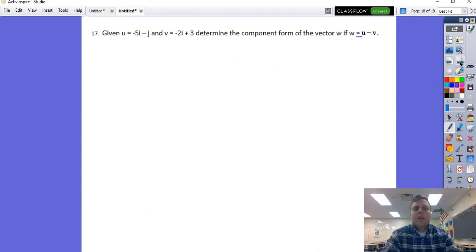Next problem. Given that u is equal to that and v is equal to that, determine the component form of the vector w if w is equal to u minus v. Okay? So basically all it wants us to do is to actually do u minus v. So then it's just simply going to be negative 5i minus j minus v. v is negative 2i plus 3.